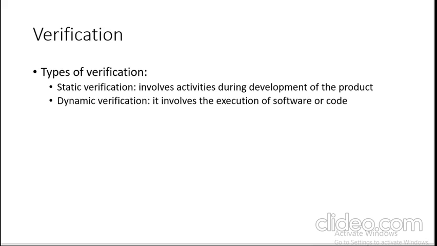So next is types of verification. The types of verification are static verification and dynamic verification. In static verification we go to the developer side and test or verify our product. It involves inspection of code. It is an analysis based approach such as code conventions.